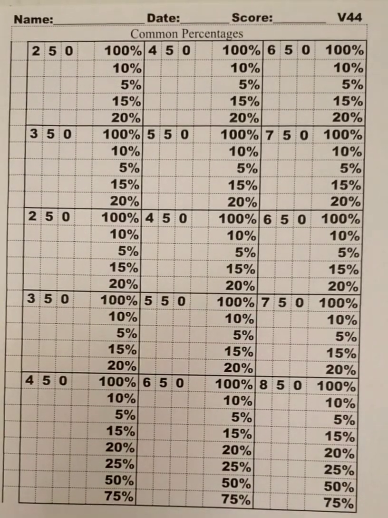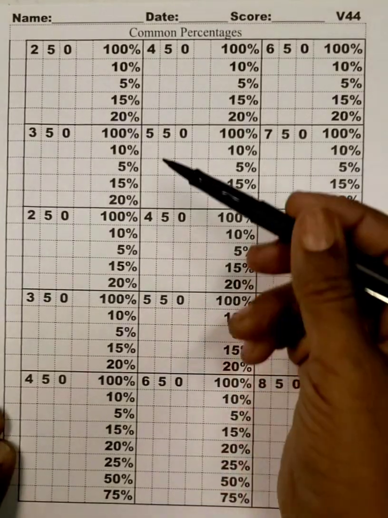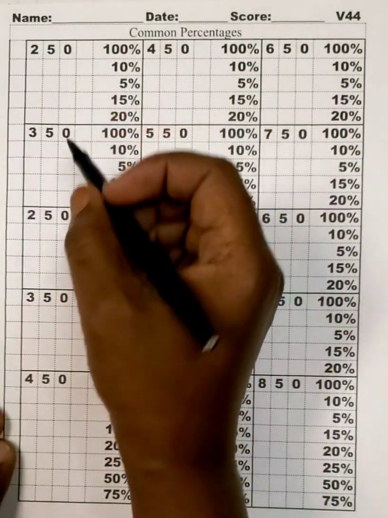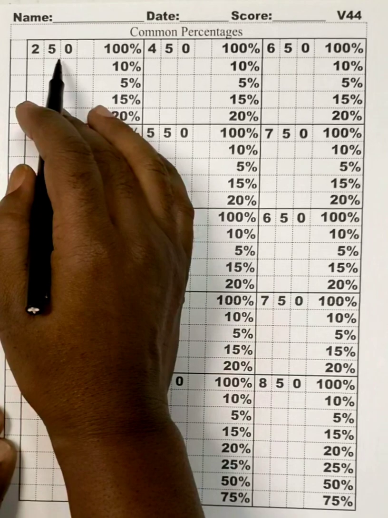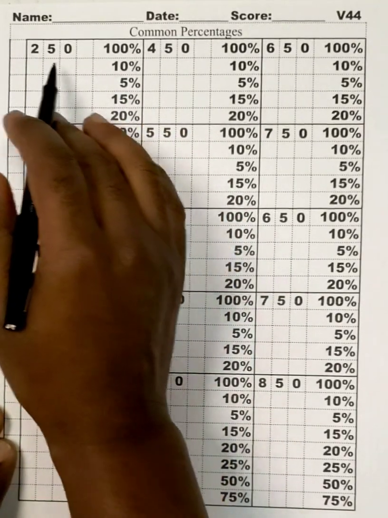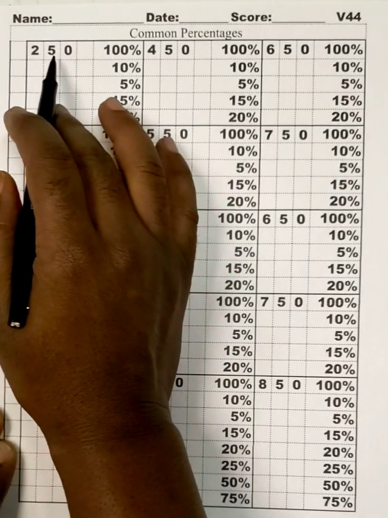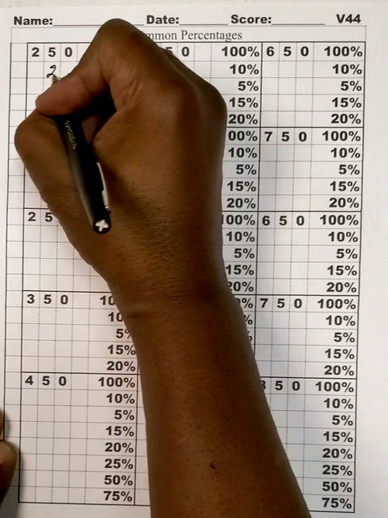Finding common percentages. We're going to find 10%, 5%, 15, and 20% of 250. So 250, we consider that 100%. That's the original number. To find 10%, we simply move the decimal over. So that'll be 25.